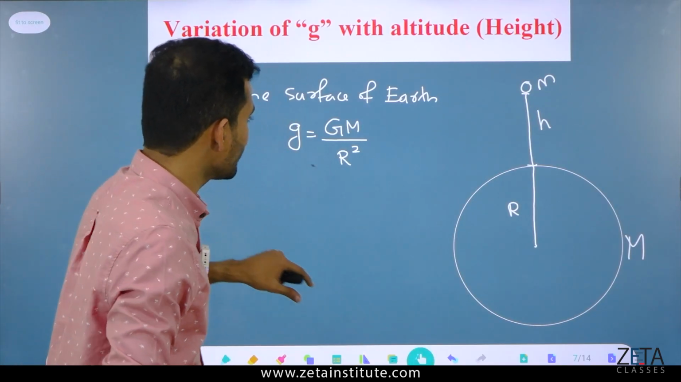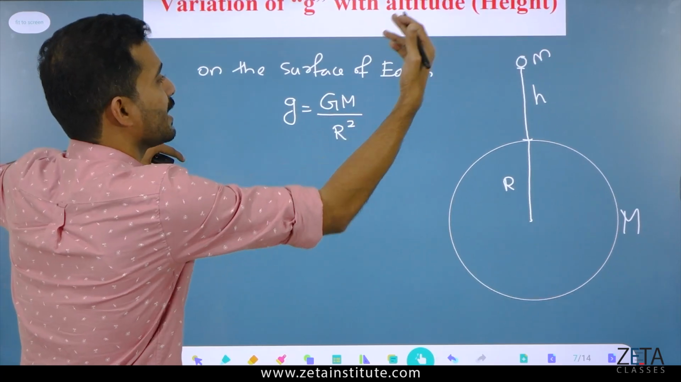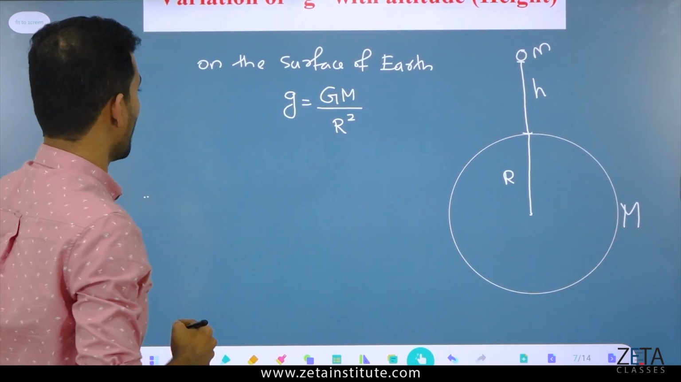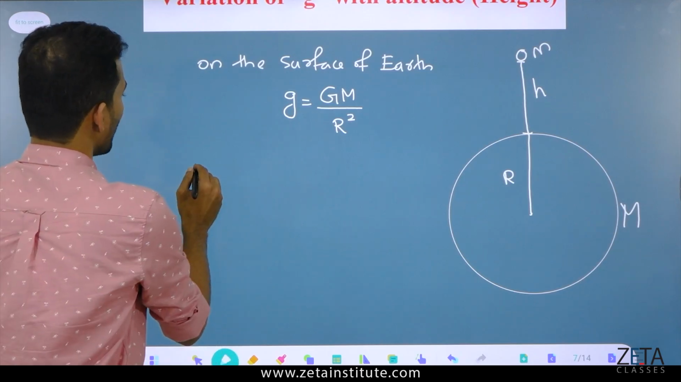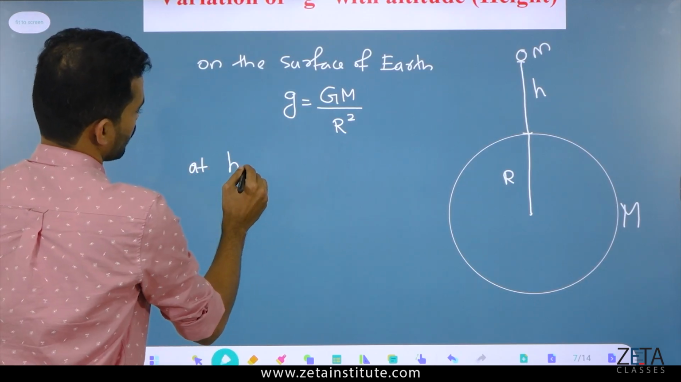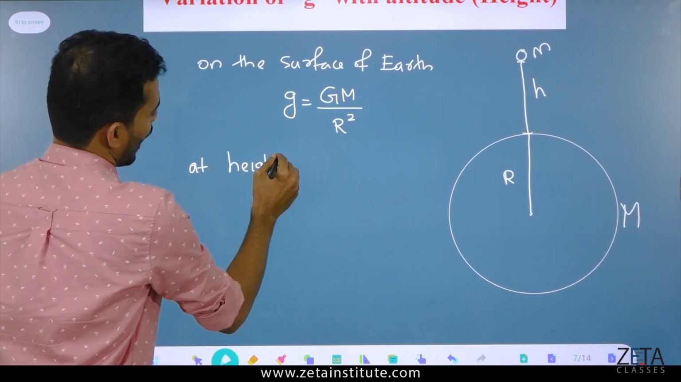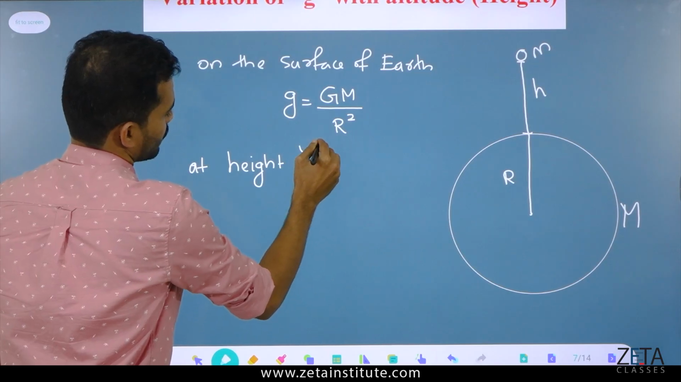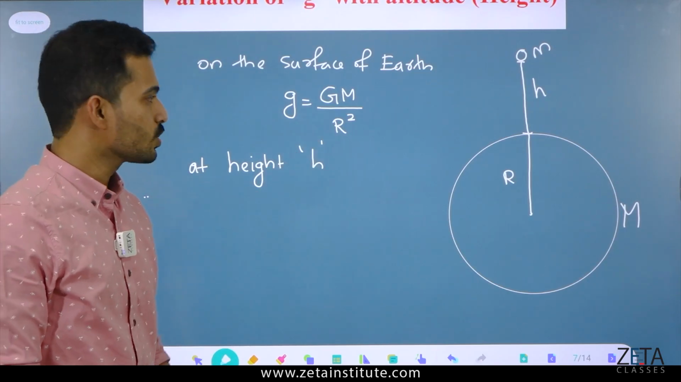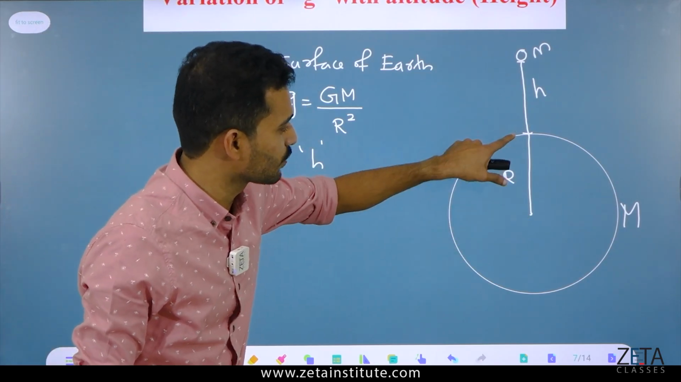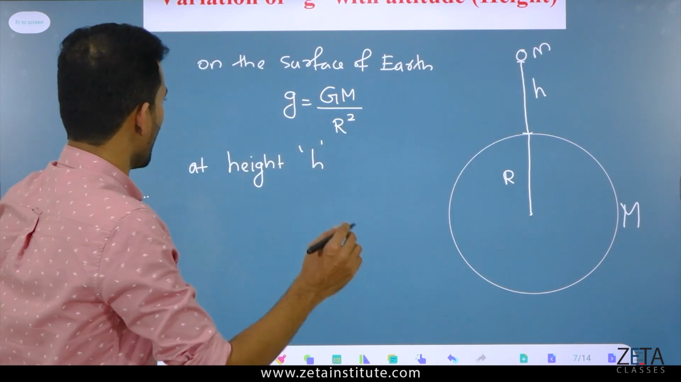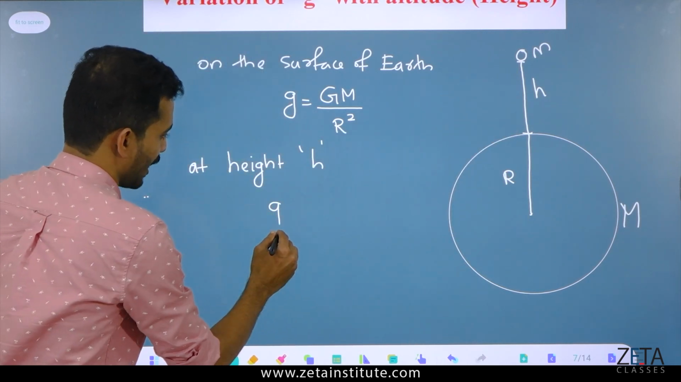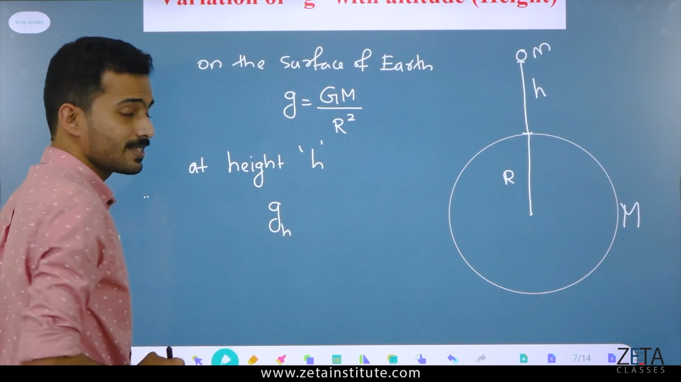Next, we are taking the object to a height h. Then what will be the acceleration due to gravity at a height h? At a height h, what is the total distance from the center of the earth? That is r plus h. So the acceleration due to gravity at a height h can be taken as gh.